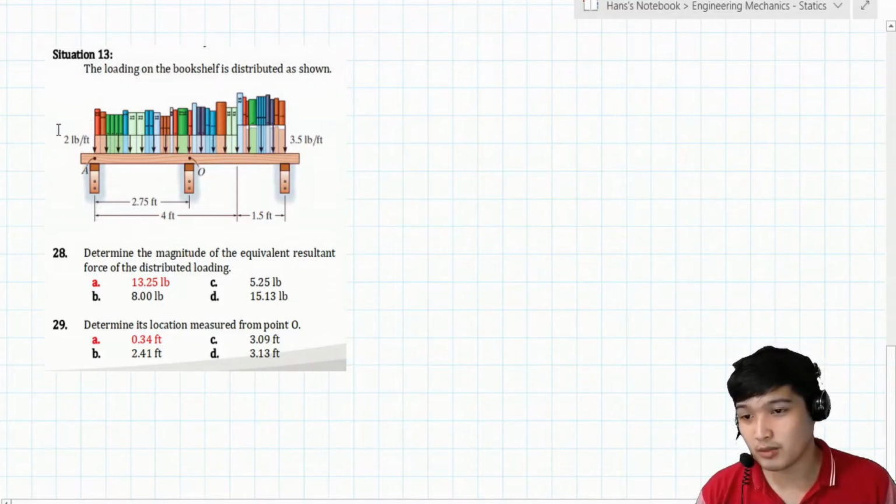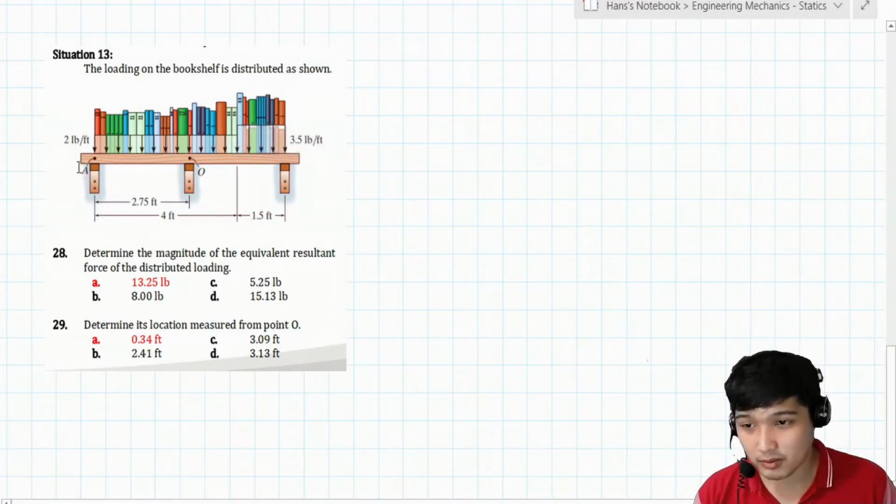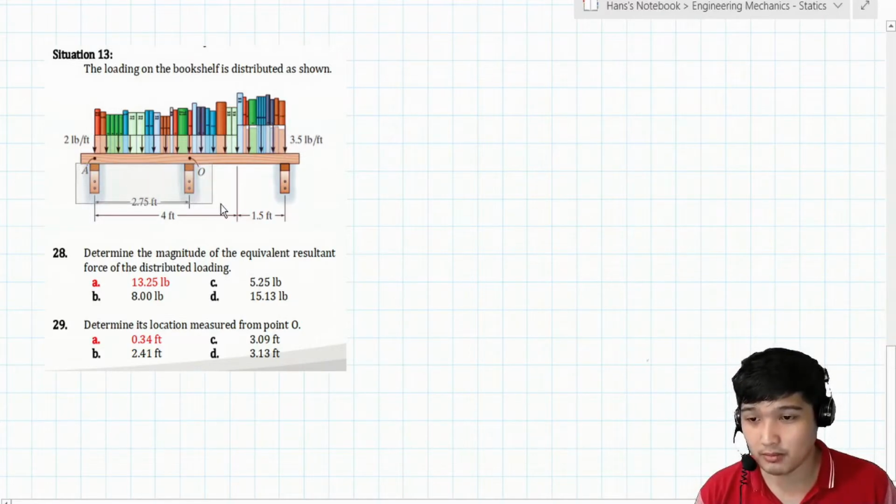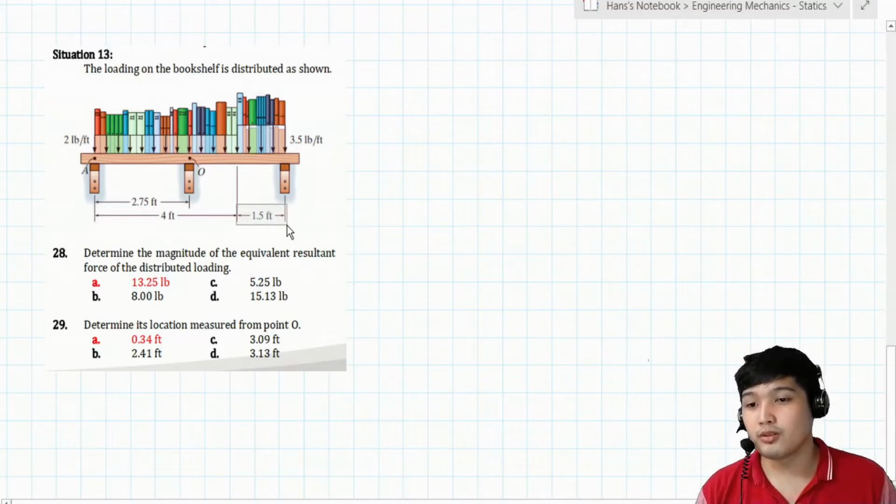So pag tinignan mo daw, magiging uniformly distributed load hanggang dito na 2 pounds per foot. And here, mas mabibigat yung libro. So, magiging uniformly distributed load na 3.5 pounds per foot. So, given ang mga distance between supports, 2.75. So, dito, ilan? Hindi binigay, no? Pero ang binigay, yung end ng first distributed load, 4 feet. Ito, yung length ng another distributed load is 1.5 feet.